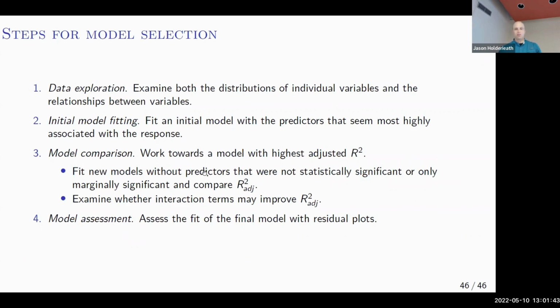So how do you go about doing this? You explore your data first off, examine your distributions of individual variables and relationships, and you do some initial model fitting. So you run your regressions a few different ways. You look at that, and you work towards a model with the highest adjusted R squared, assuming that you are including all of the things that you think are important theoretically.